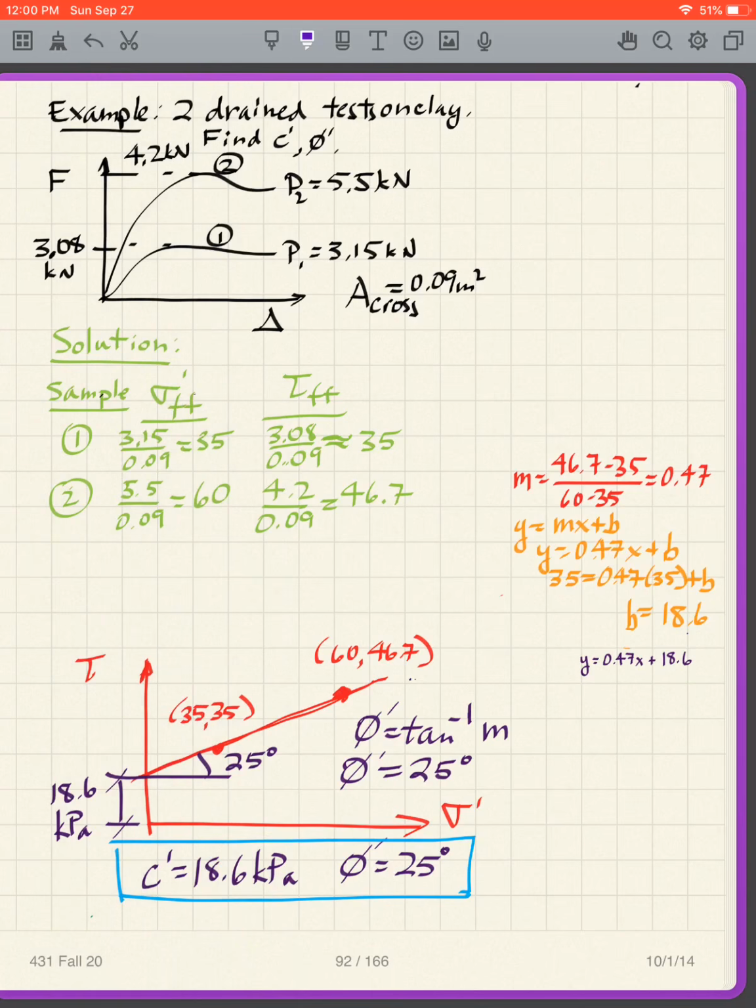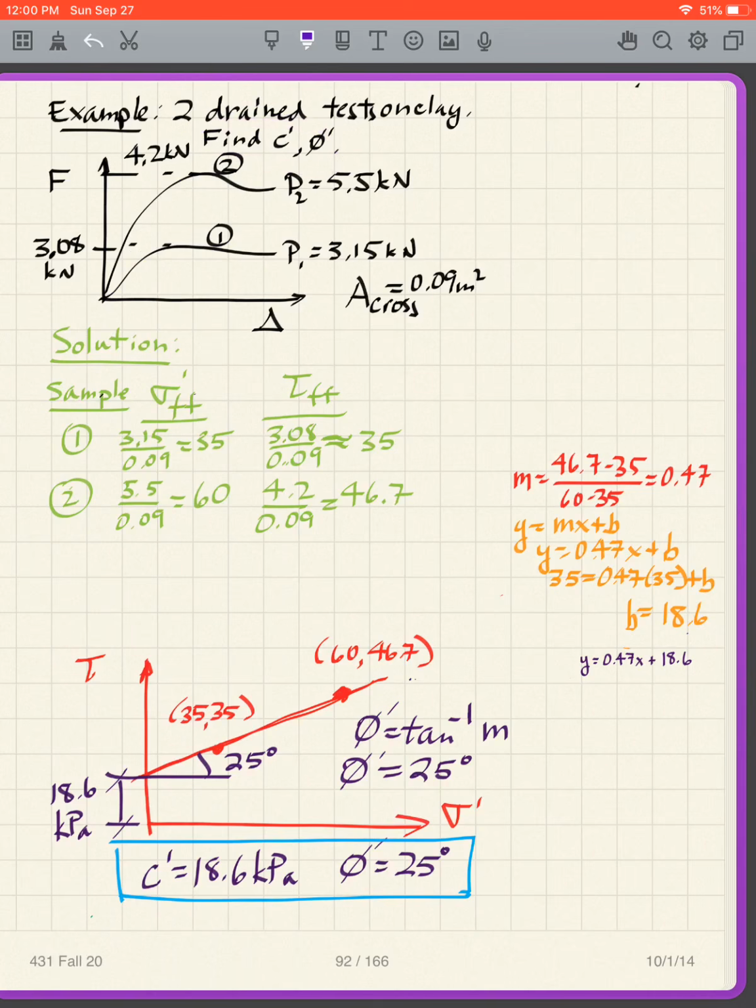Okay, so a simpler problem here, but let's look at this one. Let's say I do two drained tests, slow tests. So we're effective, drained, slow. No excess pore pressures generated, and these are the results of these drained tests. And notice that I only have your stress-strain type curve. I don't have any excess pore pressure curve because the excess pore pressures are zero because it's a drained test. And very simply, find c prime and phi prime.